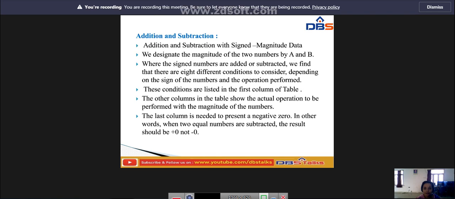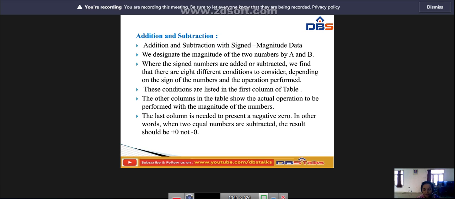Next, coming to addition and subtraction. So what is meant by addition and subtraction? Addition and subtraction with signed magnitude data. Most computers mainly use the signed magnitude data. 1's and 2's complement will also be used, but only rarely.